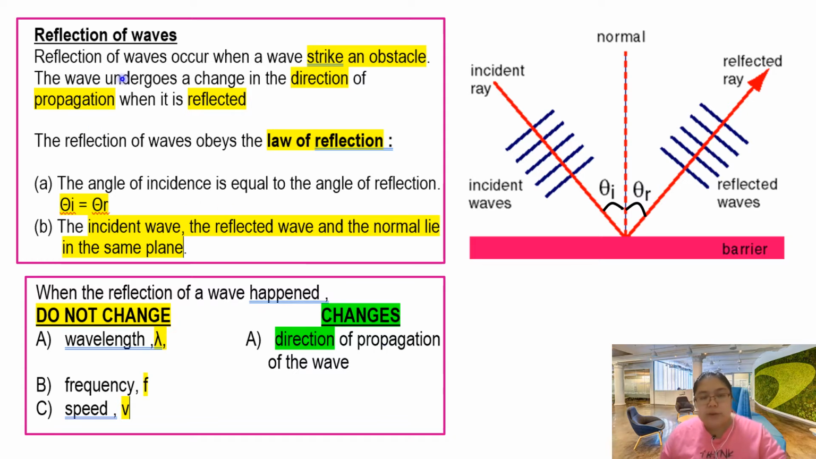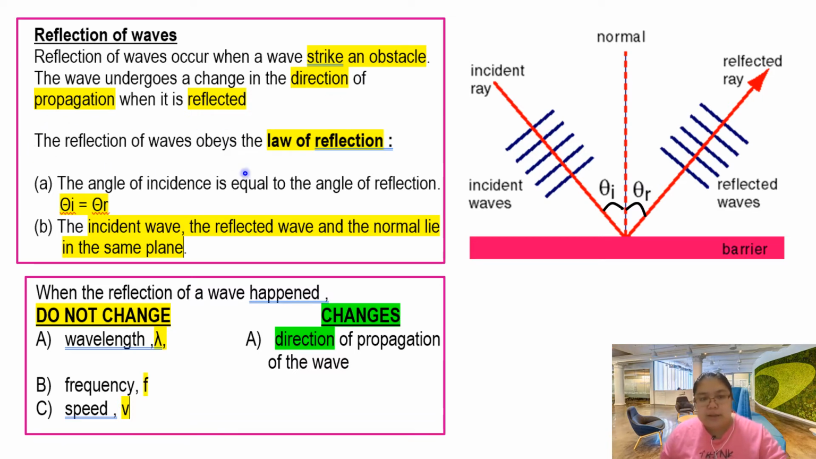Okay, first one we're going to see what is meant by reflection. Reflection of the wave occurs when the wave strikes an obstacle. That means something blocking the wave. After that, they will come back. So this situation we call reflection of the wave. The wave undergoes a change of direction. When it comes back, the direction has already changed. So we say the direction of propagation will change after being reflected.